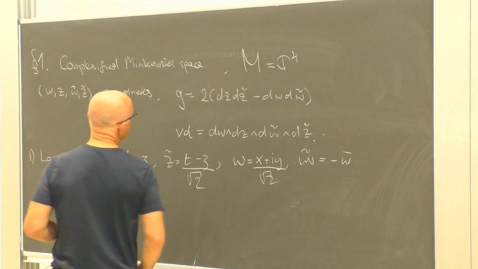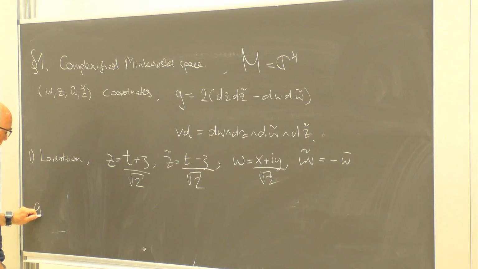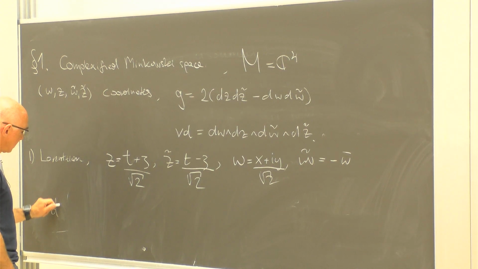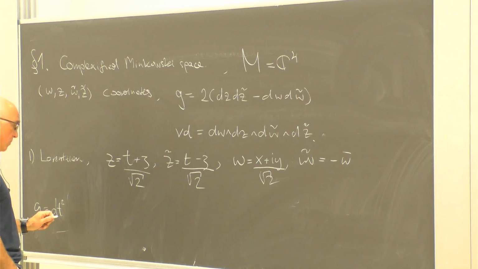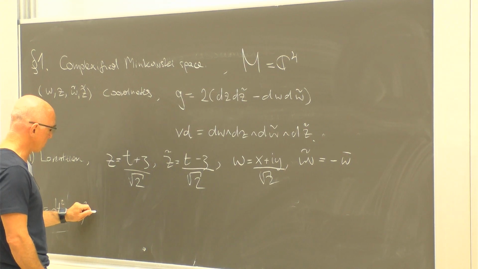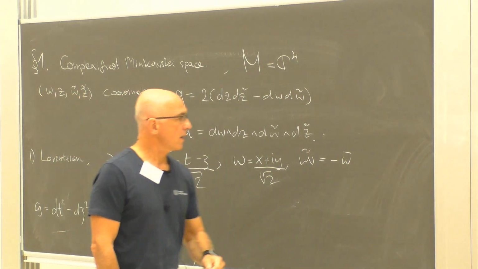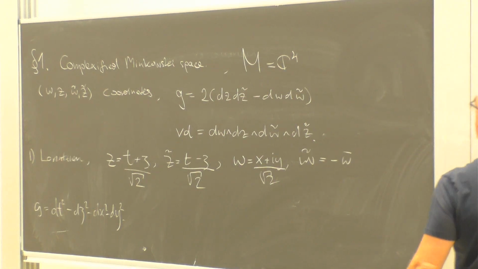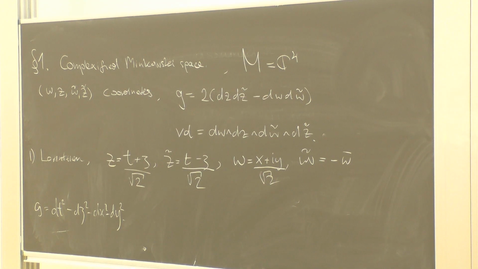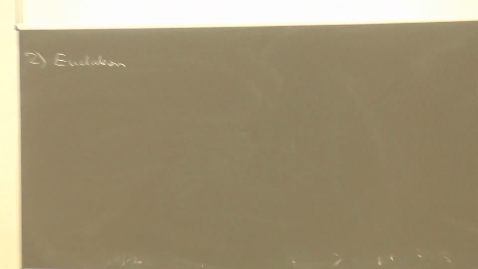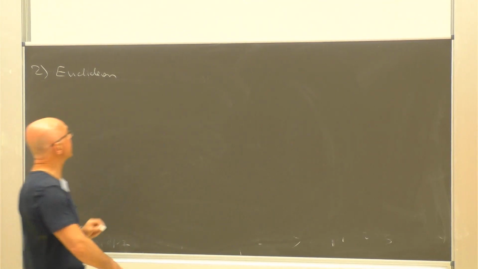Okay, and if we do that, then this metric G becomes dt squared minus d zeta squared minus dx squared minus dy squared. Okay. Another reality condition will be Euclidean. So Lorentzian I'll sometimes abbreviate as L, and that will be E.